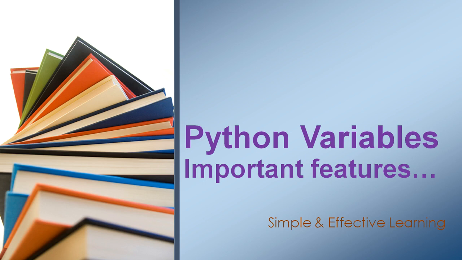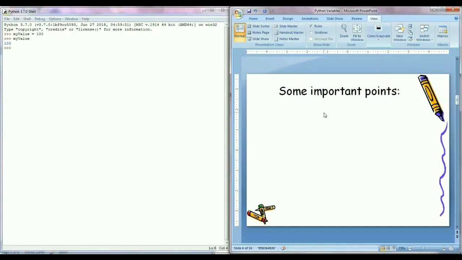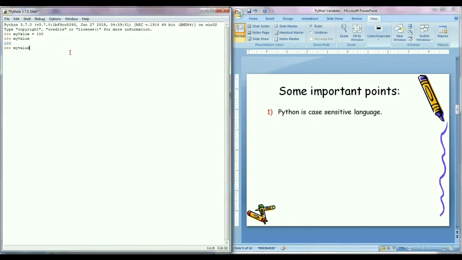In this video tutorial, we will talk about some important points which you have to remember always while using variables in Python programming. First point is Python is a case sensitive language. If you type my value with a small v and press enter, it will give an error because this variable name is different from that variable name where v is capital and here v is small. So please take care while reusing the variable name.